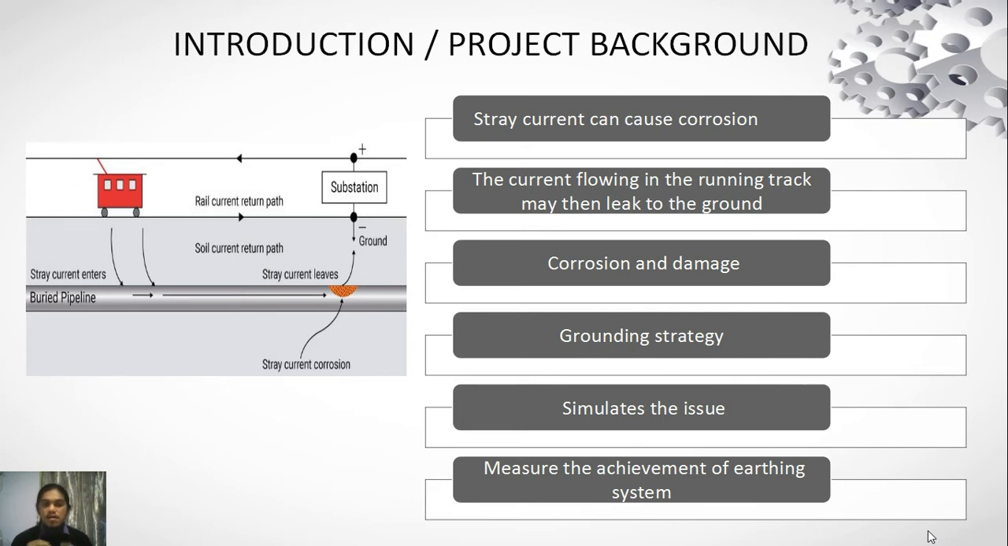Selecting an adequate grounding strategy is a good method to decrease corrosion intensity while also ensuring crew safety. The research simulates the issue of stray current when a train passes from one station to another, considering life safety and corrosion. Finally, it measures the achievement of the earthing system when stray current occurs, based on the simulation study.